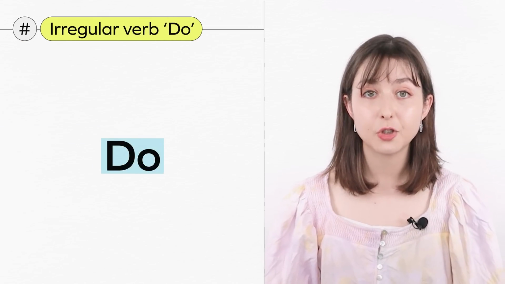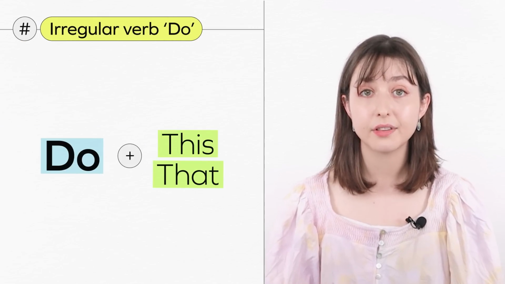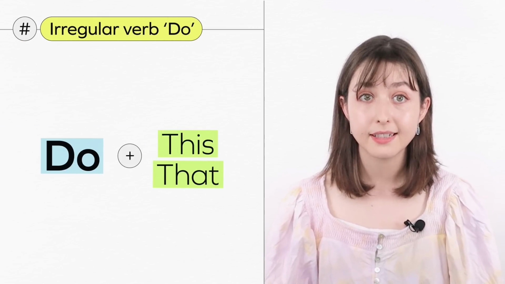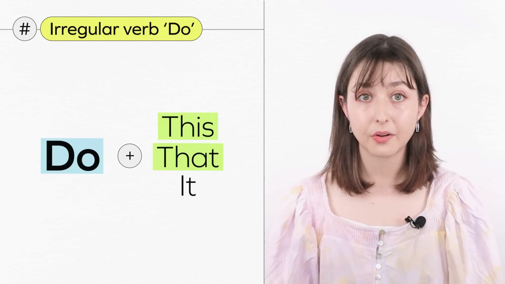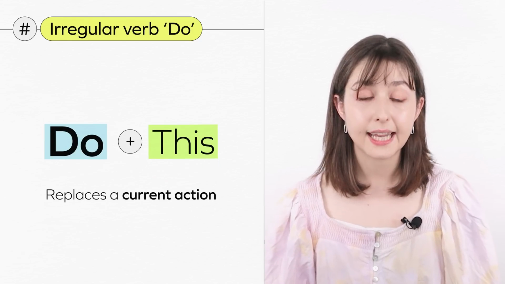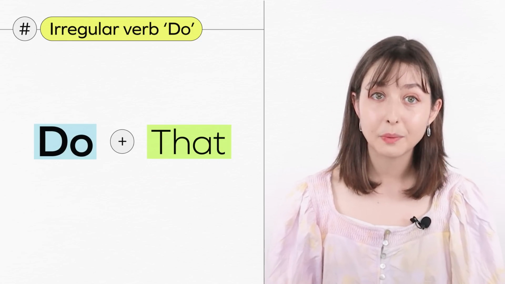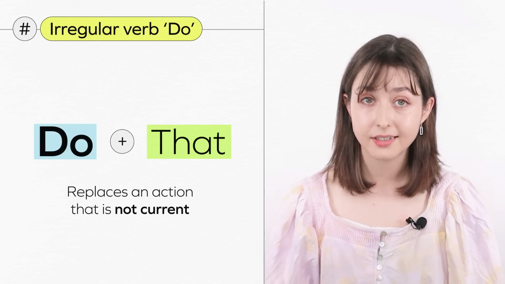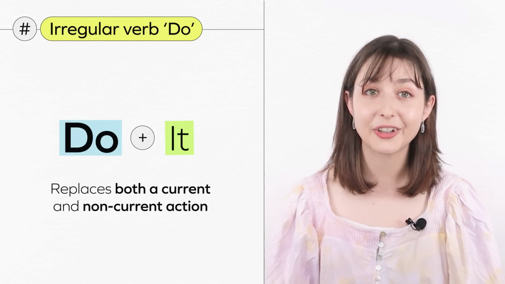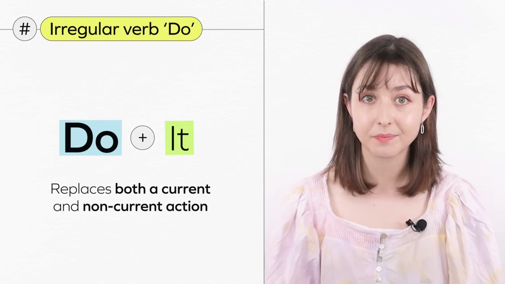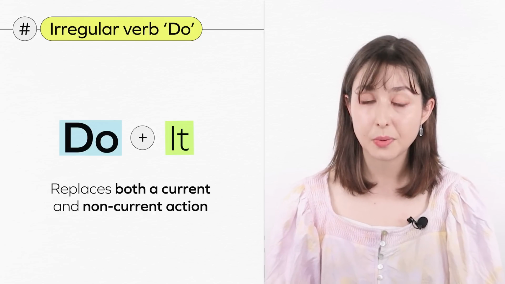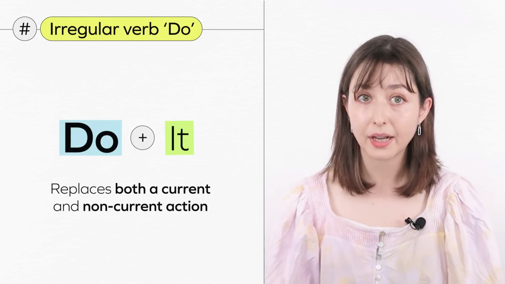Remember that do can be joined with demonstratives like this or that when talking about habits. It can also be joined with the pronoun it. This replaces a current action. That replaces an action that is not current. And it can replace both a current and non-current action. They replace actions that the speaker and listener already know about.